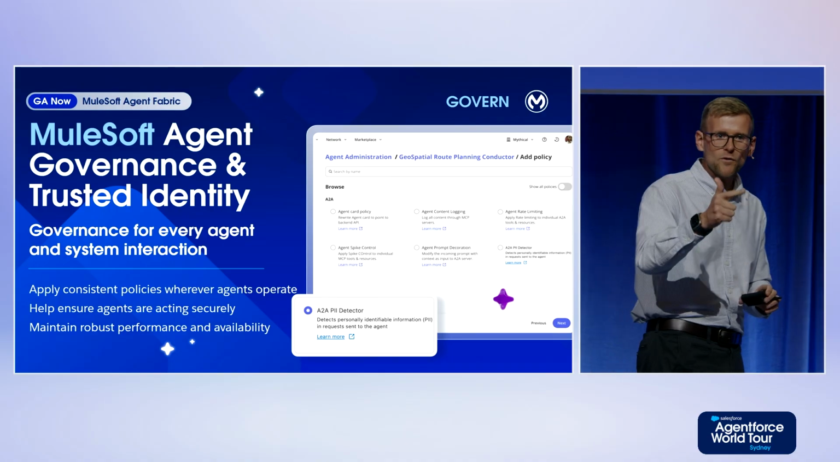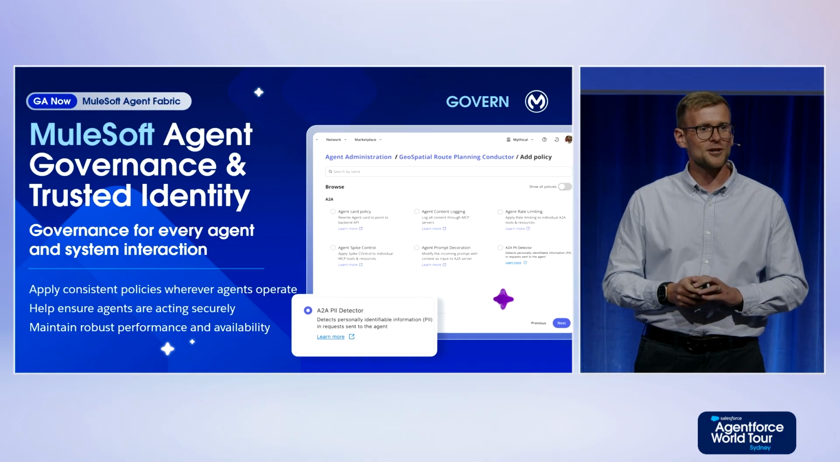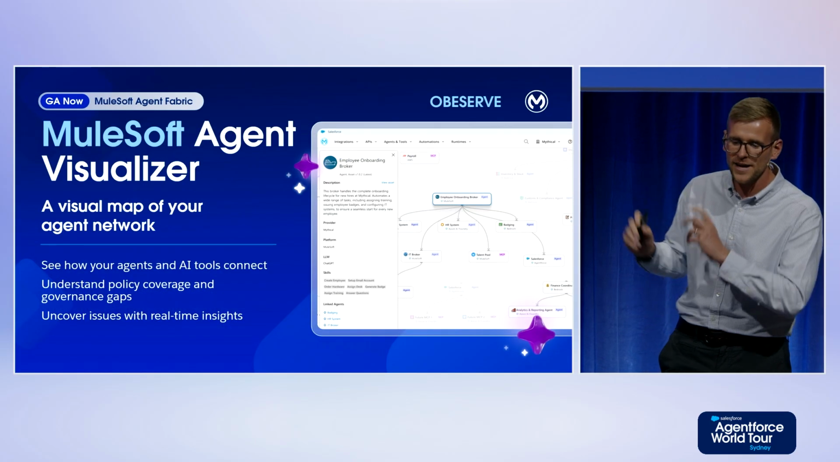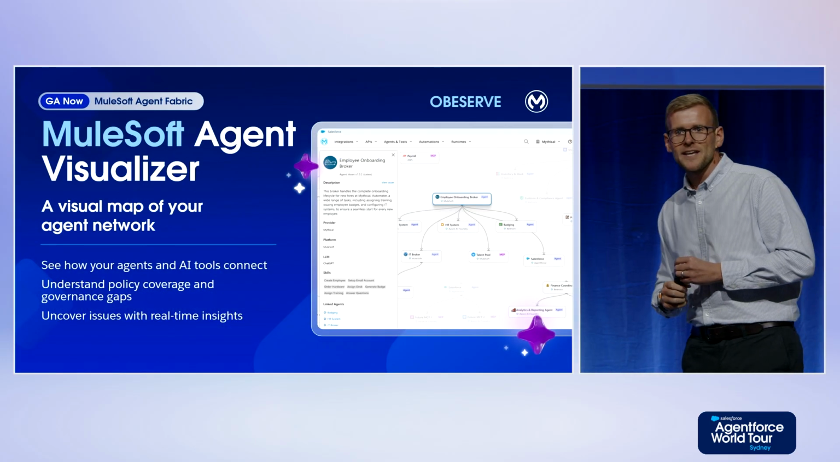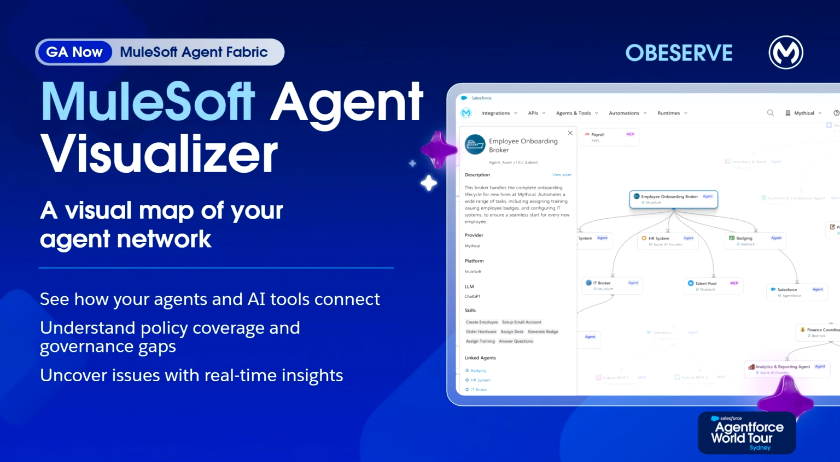So we've discovered, we've orchestrated, and we've governed. Now, it's about operational efficiency and visualizing and observing what's going on. And that's the final pillar here, Visualizer. This is a visual map of not only your agents, but also the tools and the data that they are accessing. And why is this important?